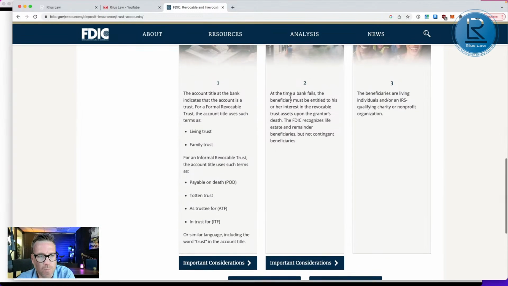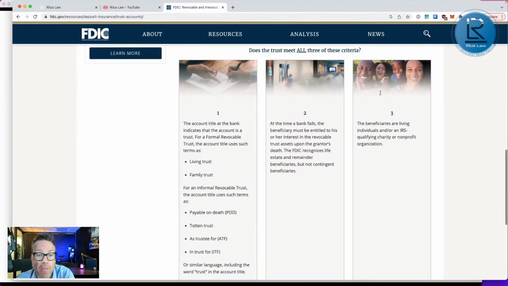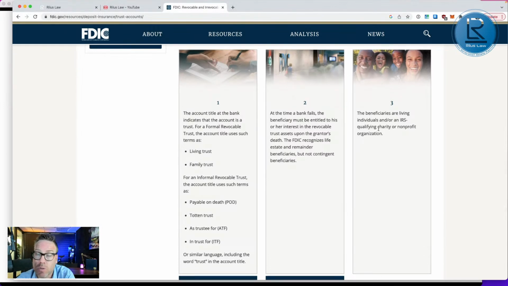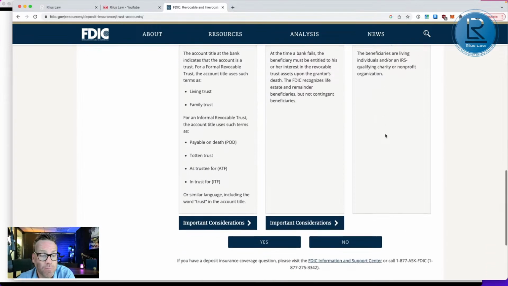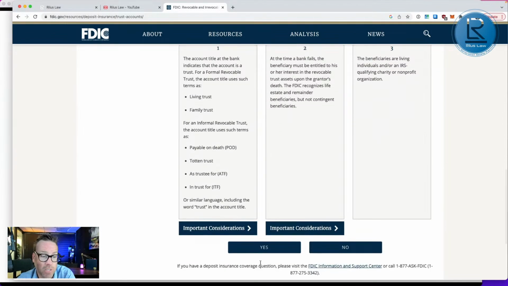Number 2, at the time a bank fails, the beneficiary must be entitled to his or her interest in the revocable trust assets upon the grantor's death. The FDIC recognizes life estate and so on, but not contingent beneficiaries. Okay, so the grantor, that's what I was calling the trustor. Upon the grantor's death, the beneficiaries have to be recognizable. The third requirement, the beneficiaries are living individuals and or an IRS qualifying charity or nonprofit organization. All right, if you meet all of those requirements, then we go to this next step.